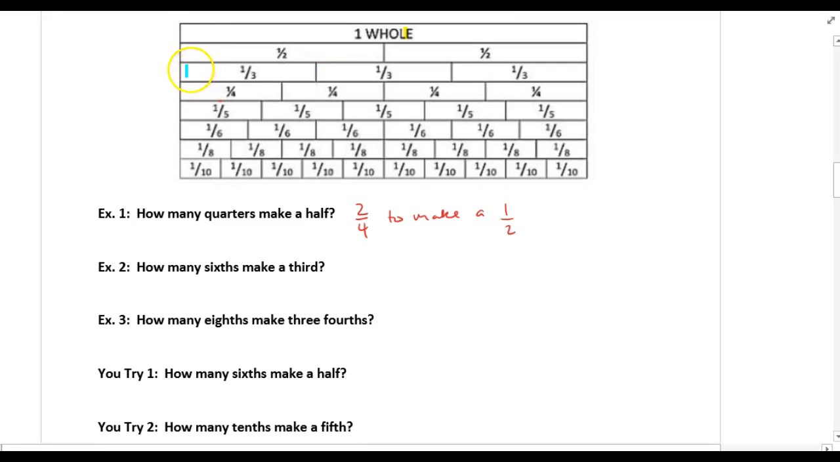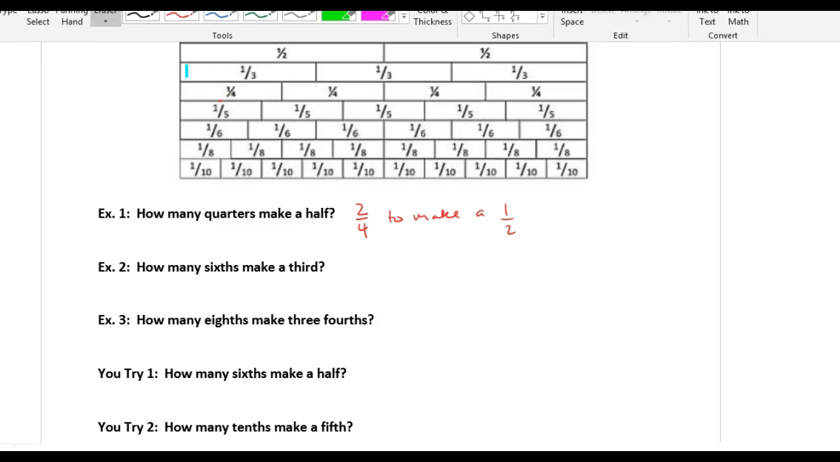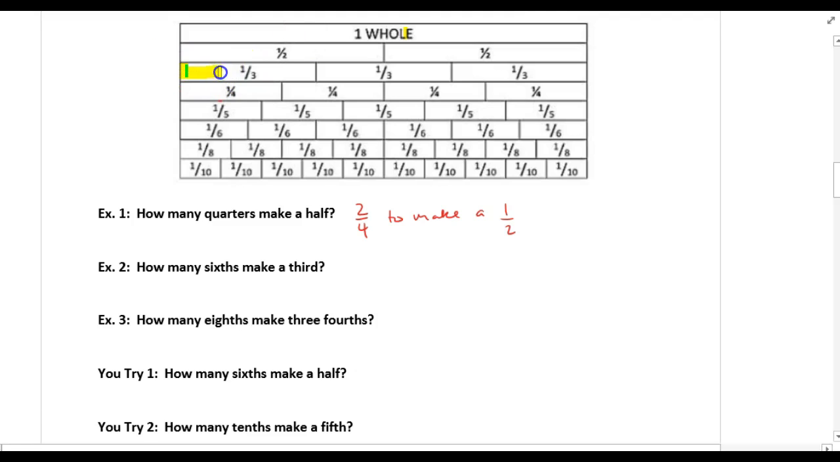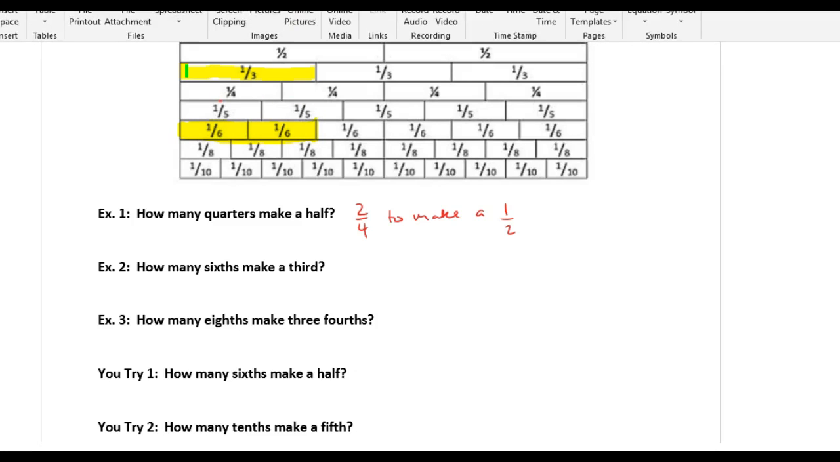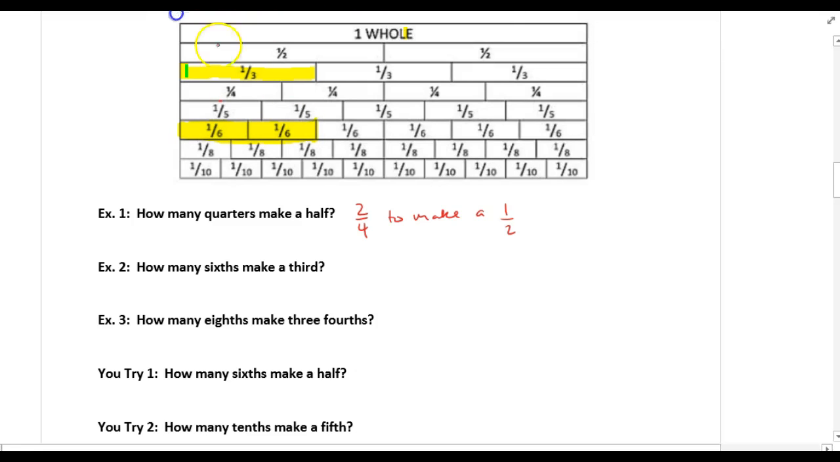If I look here, a third goes from there to there. Now, if I look here, there's the same length. So how many of these sixths make up a third? The answer is 2 sixths make up a third.